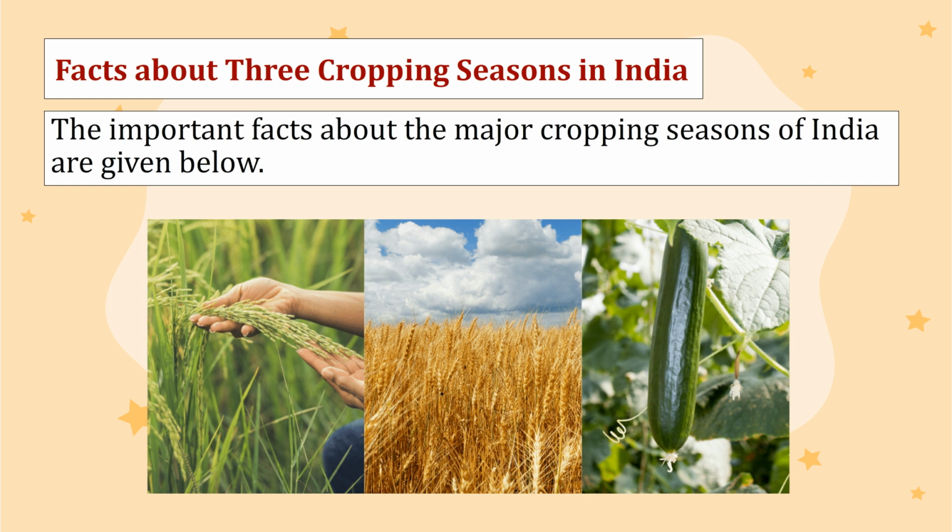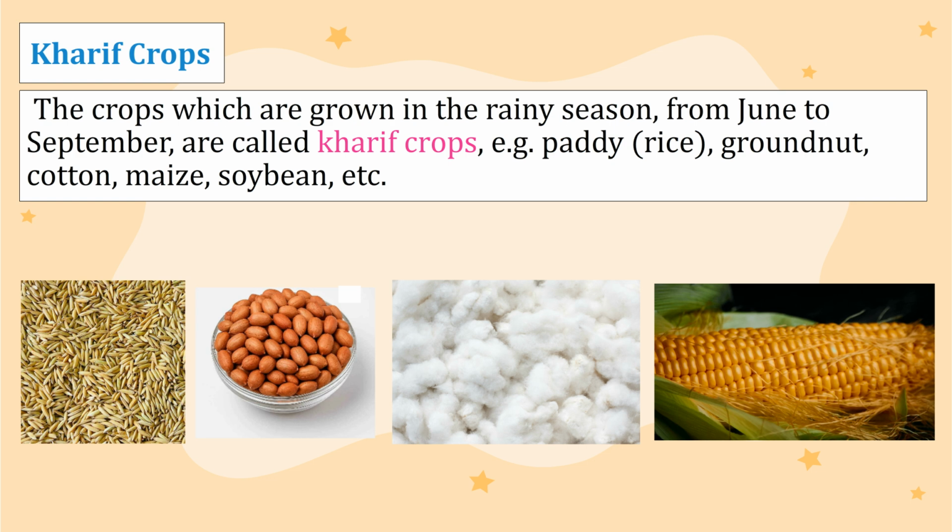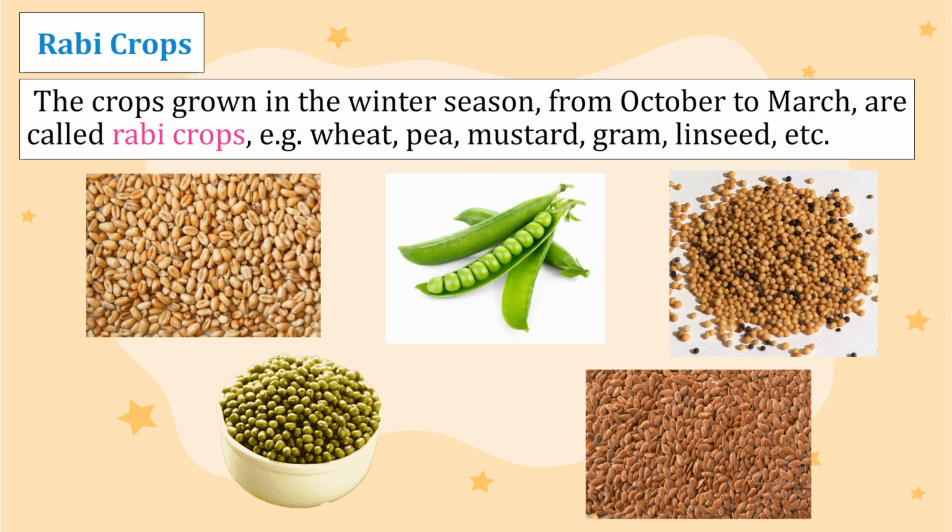Facts about 3 cropping seasons in India. The important facts about the major cropping seasons of India are given below. Kharif crops. The crops which are grown in the rainy season, from June to September, are called Kharif crops. Examples: paddy, rice, groundnut, cotton, maize, soybean, etc.